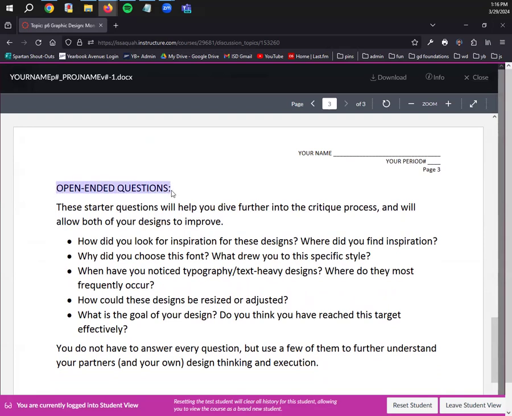Does that answer your question? Okay, what's up? Will you be turning this in? No, these are notes for you. You do not have to turn them in with your design, but it's helpful to actually do as part of the process. Make sense? Does anybody have any other questions?